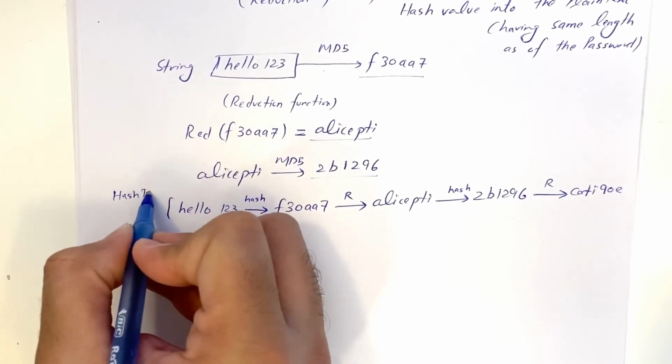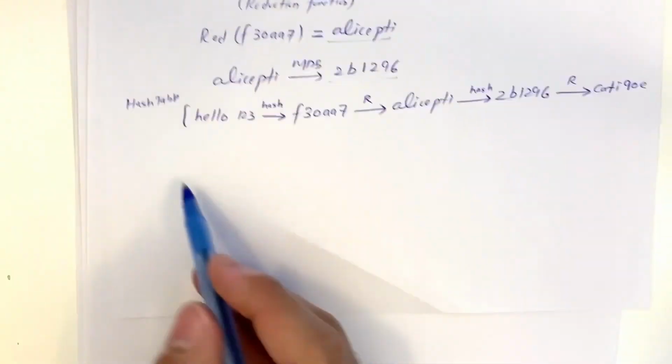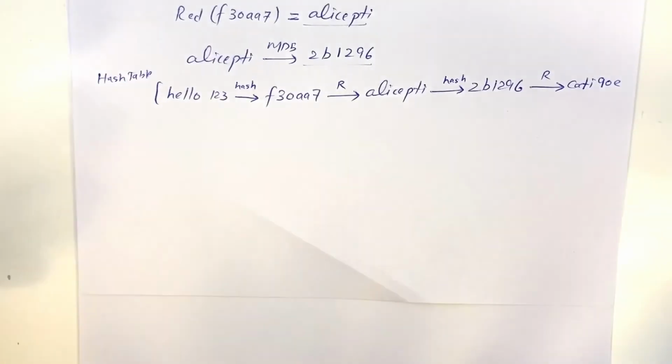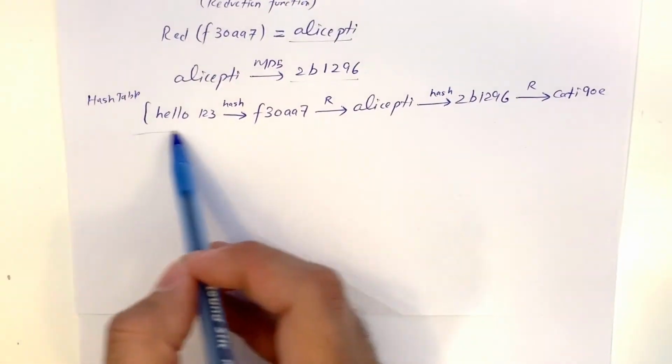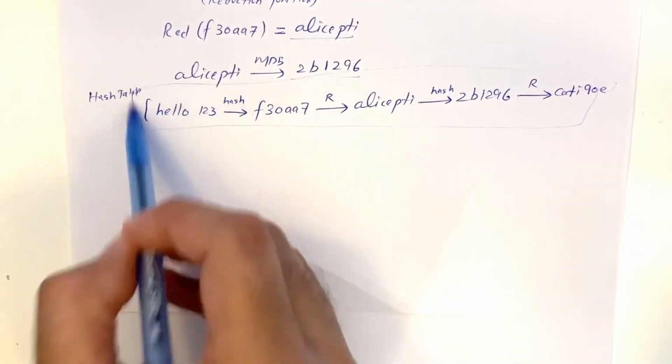So in the rainbow table, we have plenty of hash tables like that. Maybe we have 50 or 100 tables like that in our practical rainbow table attack. So that's the first step. We need to create a table. So that's the way we will create a table.